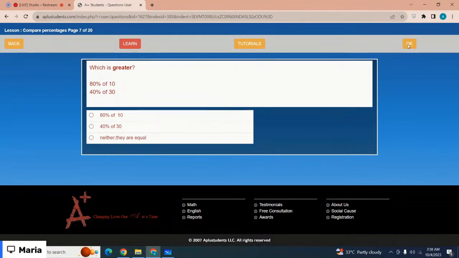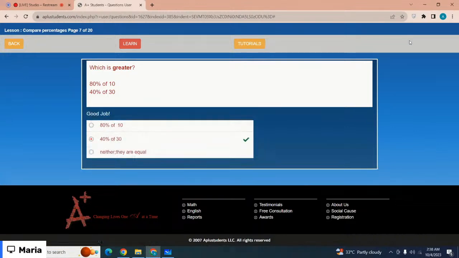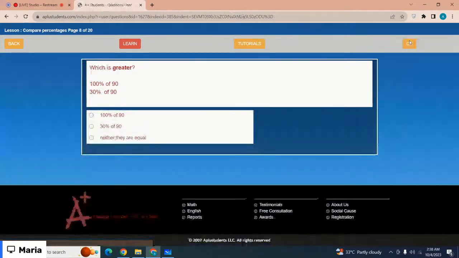So the greater one is, you are just guessing the answers. I don't know what's your name and I can't read your name, right? The greater one is 40% of 30. Use your notebook and pencil and do calculations, right?